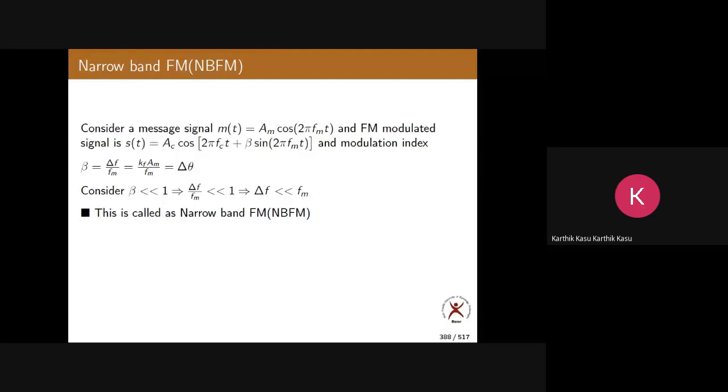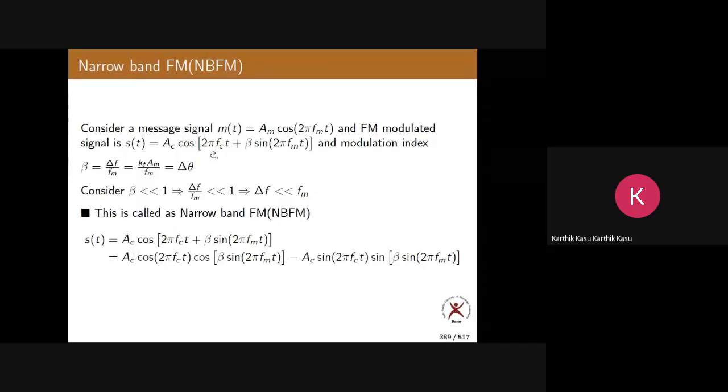If beta is more than 1, it is called wideband FM, or by default we call it FM. Please make a note of this. If beta is less than 1, it is called narrowband FM. If beta is more than 1, it is called wideband FM actually, but we almost call it FM. If I say FM, it means wideband FM. That is also very, very important. Now let us see what happens if beta is less than 1. Because I told you beta should be more than 1, we should discuss what happens if beta is less than 1, which is called narrowband FM.